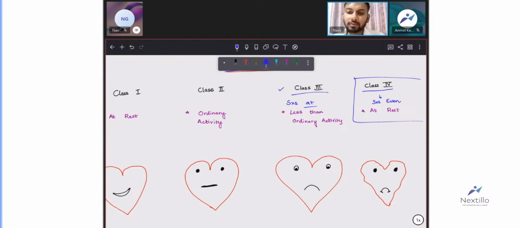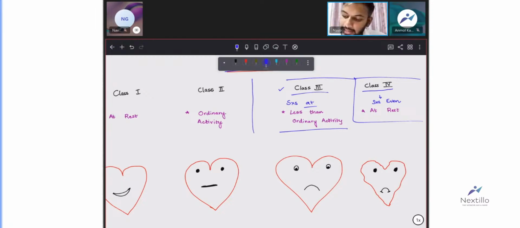Less than ordinary activity: waking up, putting on his clothes, brushing, combing, eating food, all of these are less than ordinary activities. If he is having symptoms while combing his hair, while dressing up, while bending, all of these. So if he is having symptoms at less than ordinary activity, that is what is known as class 3.